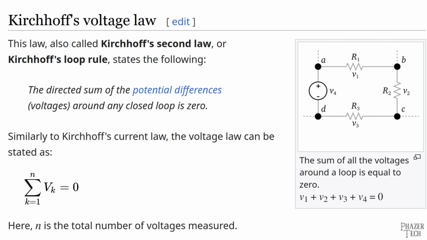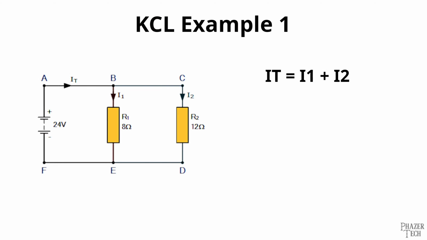Now, KVL, on the other hand, states that the directed sum of the voltages around any closed loop is always zero. So if we look at this circuit here, we have a voltage source power supply and a few resistors. The voltage source is considered a positive voltage, while each resistor creates a voltage drop, which is considered a negative voltage. KVL states that the sum of all these voltages must equal zero. So now let's work through a few examples using these laws.